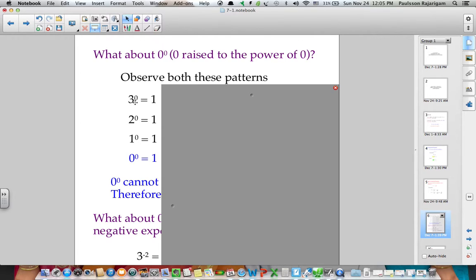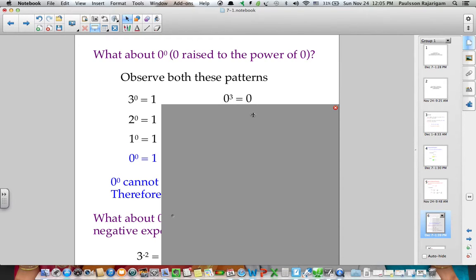You know that any number raised to the power of 0, according to the 0 exponent property, is 1. So 3 to the power of 0 is 1, 2 to the power of 0 is 1, 1 to the power of 0 is also 1, and following the same pattern, 0 to the power of 0 should also be 1. I want you to look at this pattern.